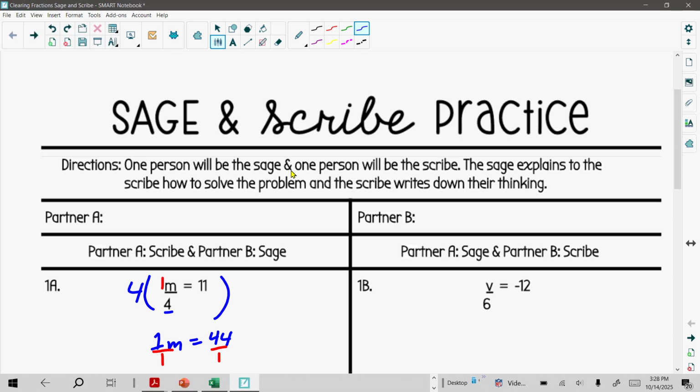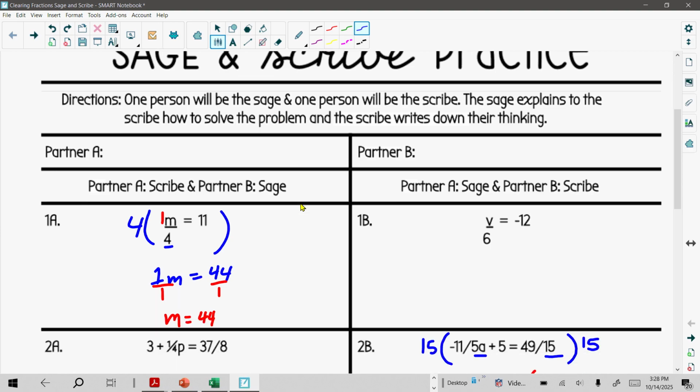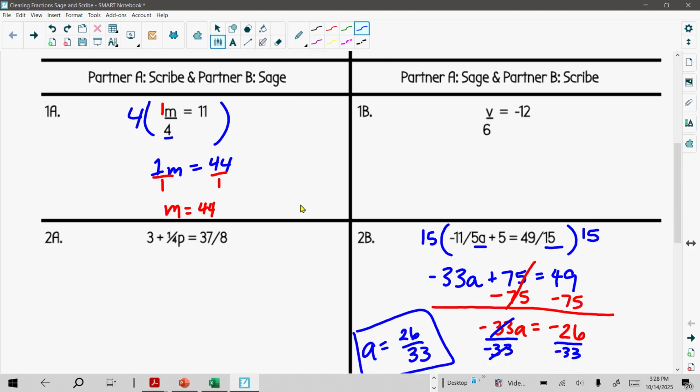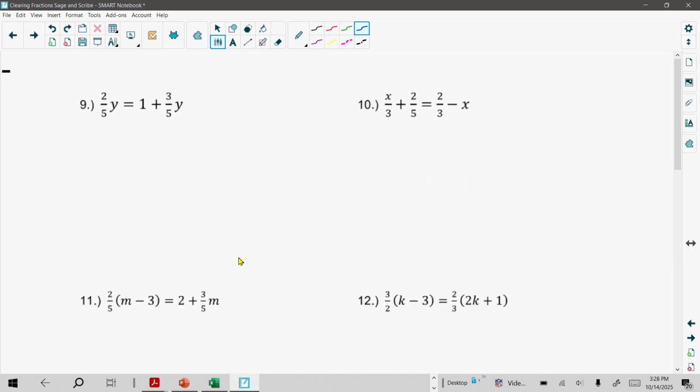All right, tonight you need to finish this worksheet. It's actually the back. We did this part, your stage and scribe in class with your partner. Someone explained and the other person wrote. On the back, we have some mixed practice that you're going to finish.